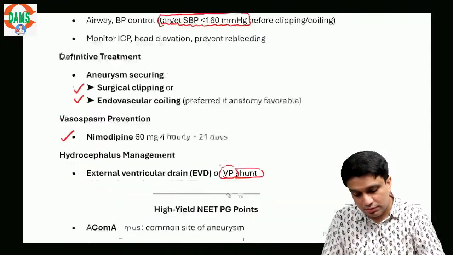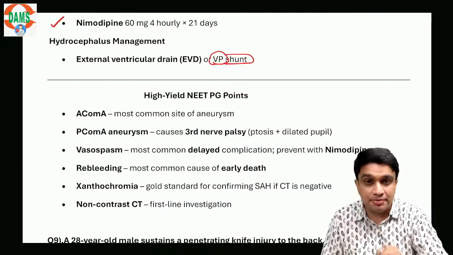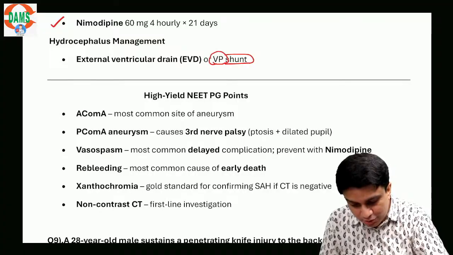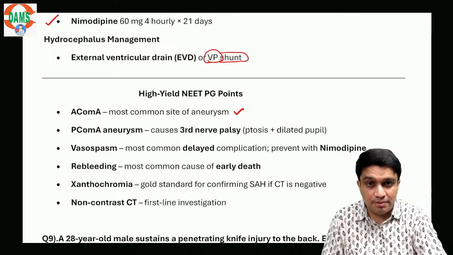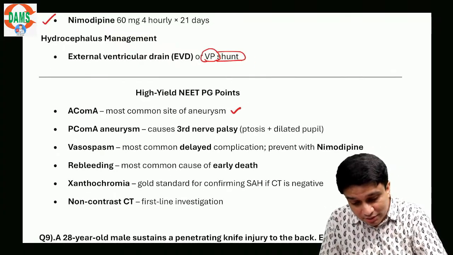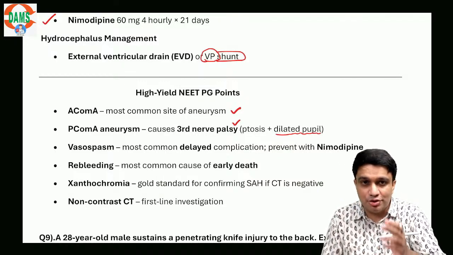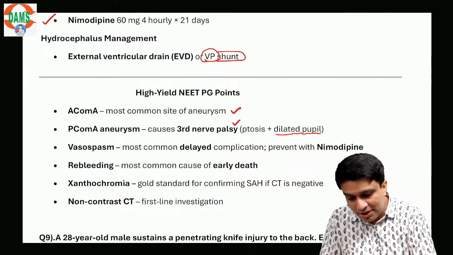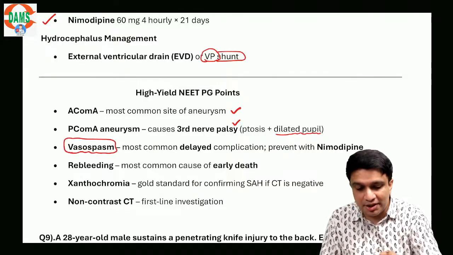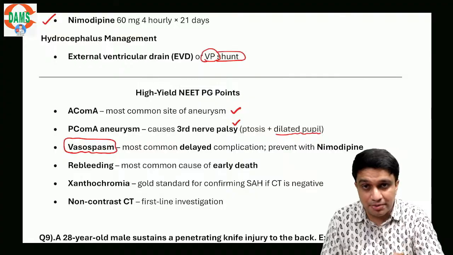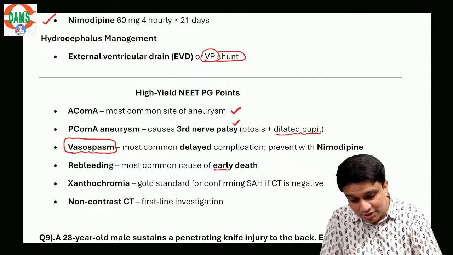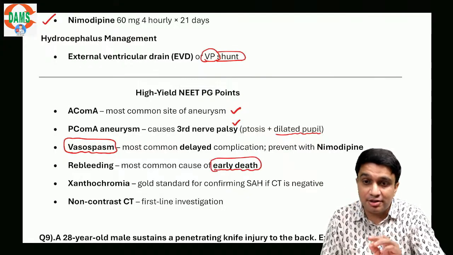So don't forget the high yield points for NEET PG. ACOM is the most common site for the aneurysm. PCOM aneurysm will cause third nerve palsy with early pupillary involvement, and later ptosis is going to come. Vasospasm is the most common delayed complication, often prevented by what? Nimodipine. Rebleeding is often a cause of sudden death and early death in the patient.